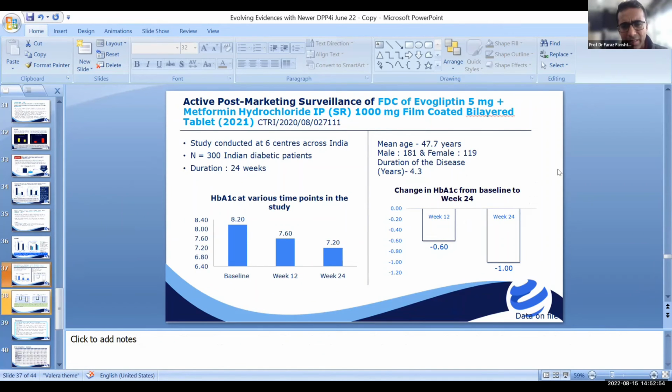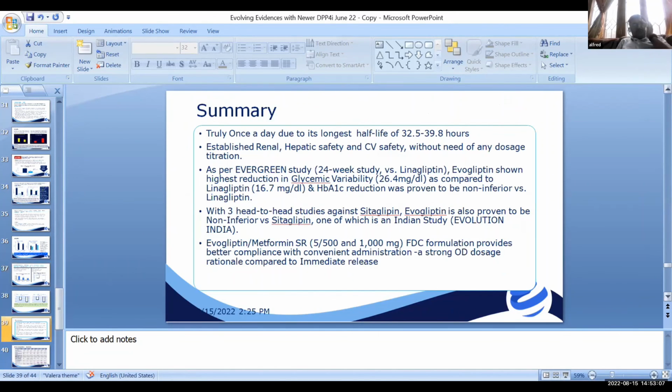This is a post-marketing surveillance which was done for the fixed dose combination of Evo with metformin. Again, here you will see the baseline A1C reduction, which was very nice, even in the combination therapy. So to summarize, it is a true once a day drug because of its long half-life. It has established renal, hepatic, and cardiovascular safety without the need of any dosage adjustment. So it can be given very safely across the spectrum of patients.